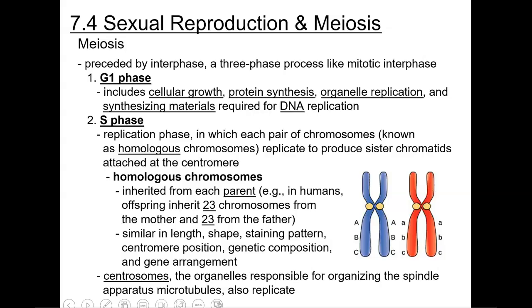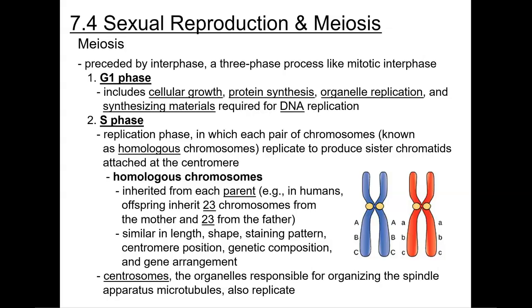So meiosis is going to be preceded by interphase, a 3-phase process like mitotic interphase. It's going to have a G1 phase, which introduces the cell growth, protein synthesis, organelle replication, and synthesizing materials required for DNA replication. S phase is going to be where replication takes place of that DNA. So each pair of chromosomes, known as homologues or homologous chromosomes, are going to replicate to produce sister chromatids that are going to be attached at the centromere.